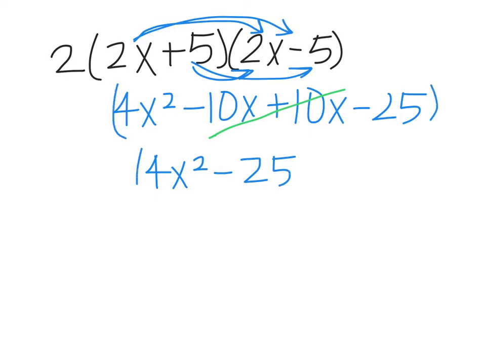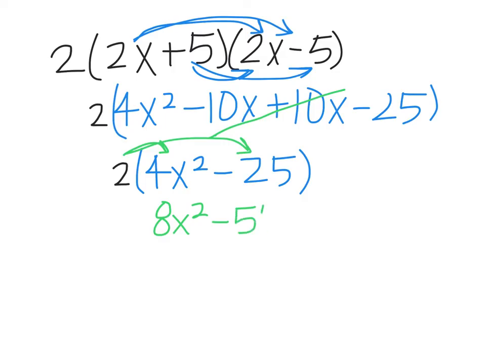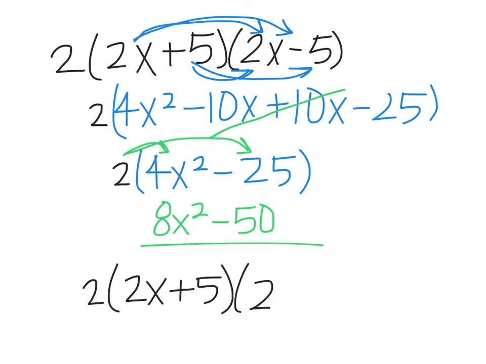But what we forgot to do was put our 2 back out in the front. So once we go ahead and put this 2 back, now this 2 is going to distribute to each term. So 2 times 4x squared is going to give us 8x squared, and 2 times negative 25 is going to give us negative 50. Since this is equivalent to our original expression, we are able to say with confidence that 2 times 2x plus 5 times 2x minus 5 is the factored version of 8x squared minus 50.